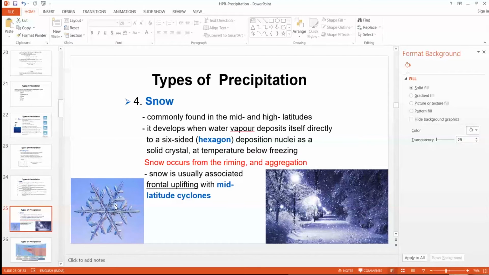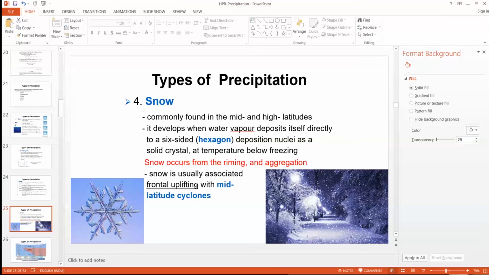Okay, and a snow crystal is a six-sided hexagon. So this is a dendritic nature. You can see that in each direction, another hexagon is formed. So when they drop towards the surface, due to collision and aggregation, these snowflakes increase in size. So mainly the snow occurs from frontal uplifting, mainly cold front uplifting. I already explained in yesterday's class what cold front uplifting is.